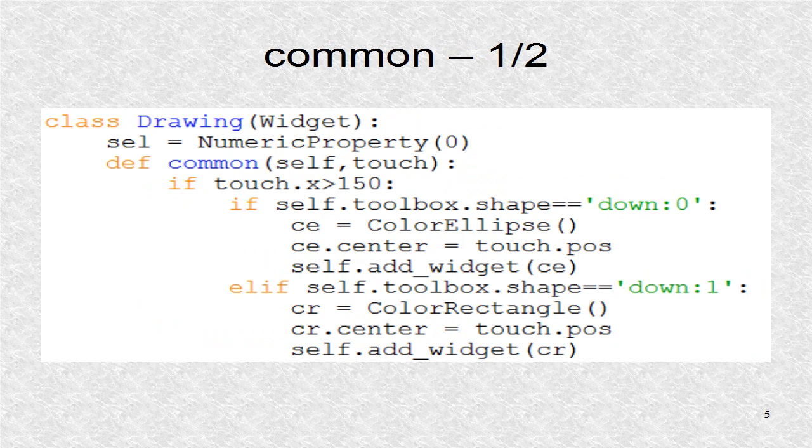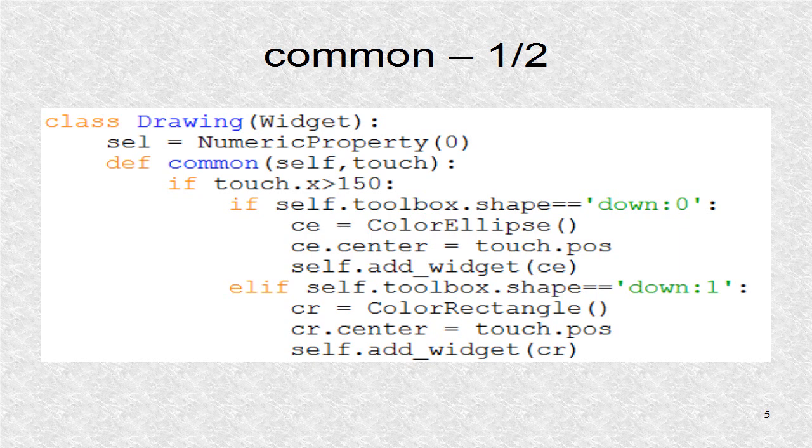5. The drawing class has to have a lot of code. It is responsible for adding instances of one of the 4 widgets. Besides that, we have some functions like clear, undo, and box. The numeric property, SEL, indicates if a box has been drawn around the current widget. We show here the first half of the function common.